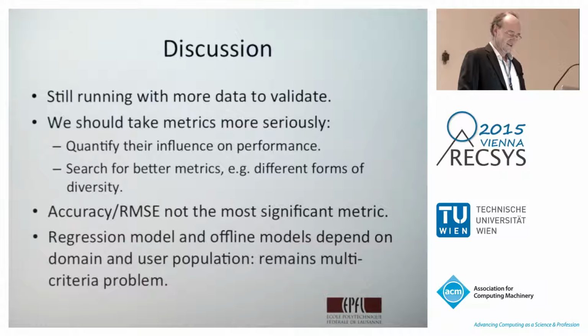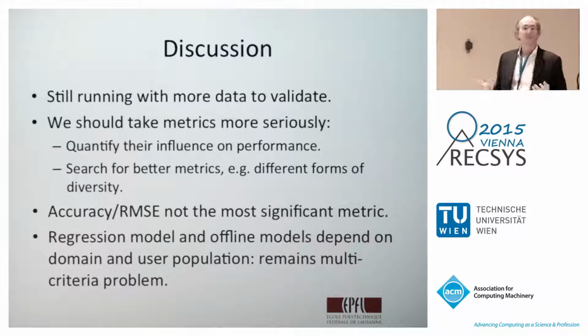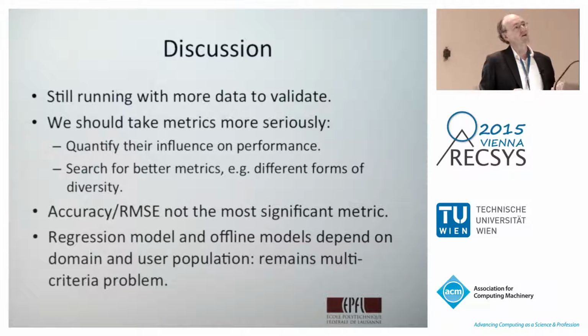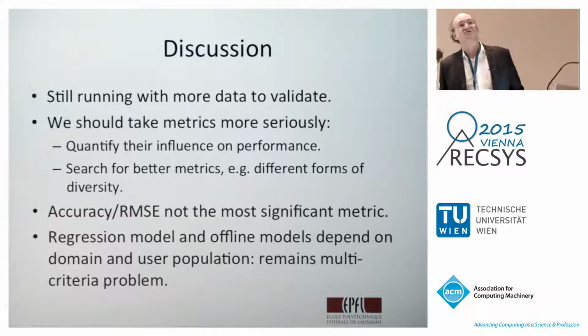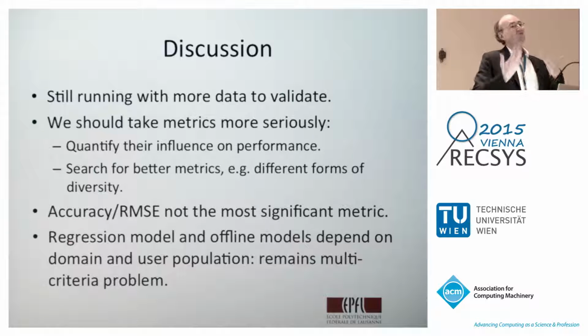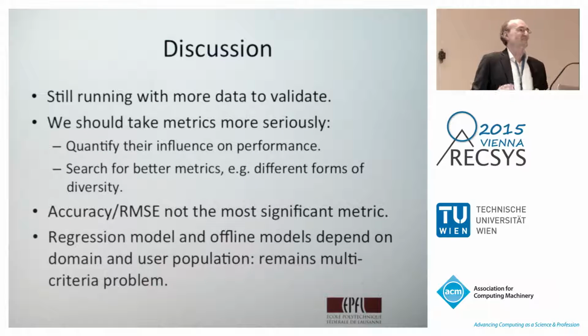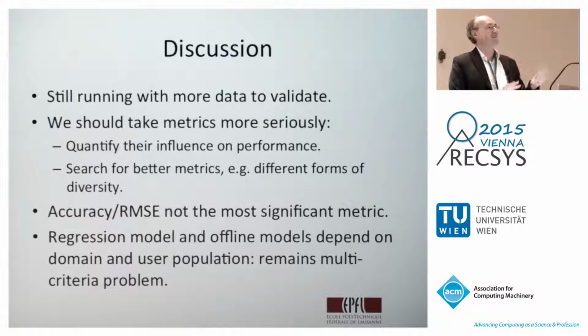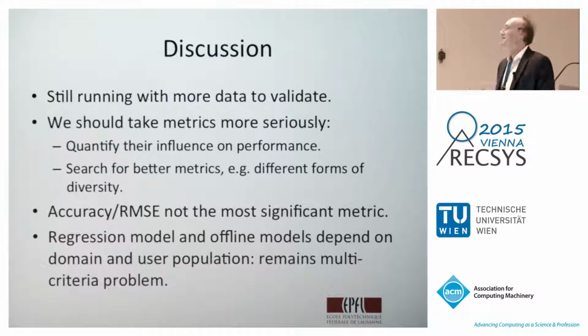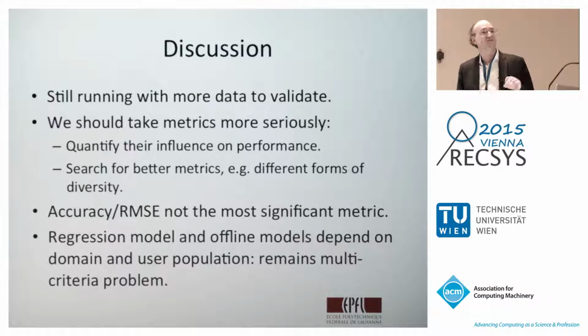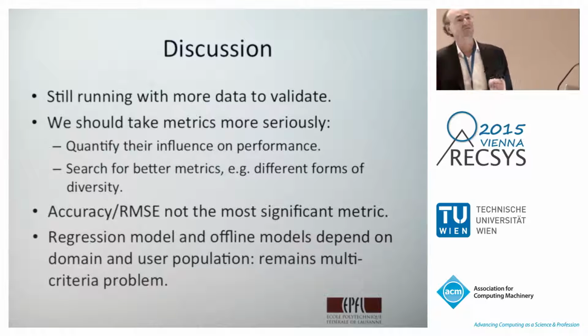By the way, these models, this regression model and offline model, still depend on the domain and the user population. So if you're thinking that, wow, we could just take this and come up with a new criterion that measures performance across the board, that's not the case. It's going to remain some kind of a multi-criteria issue, and depending maybe even on the time of day, the trade-offs may be different, right?